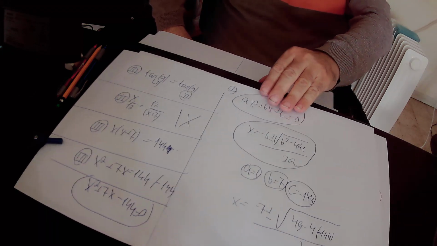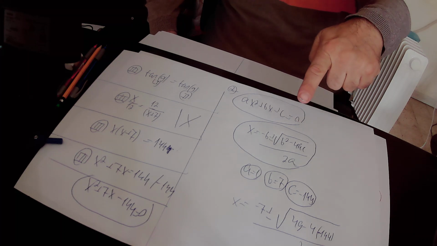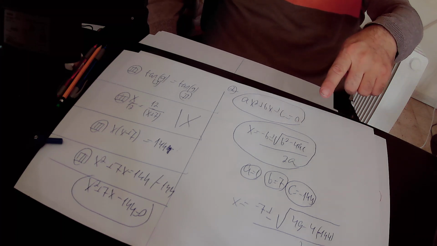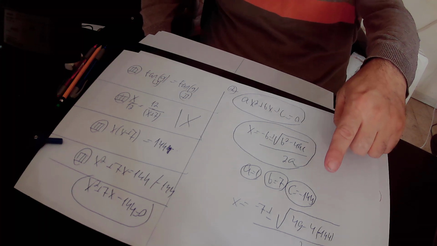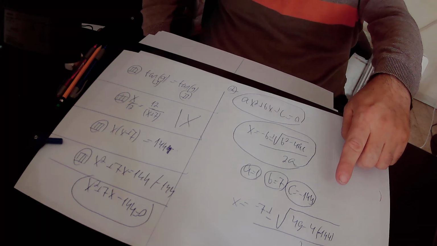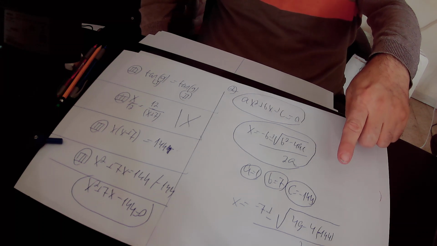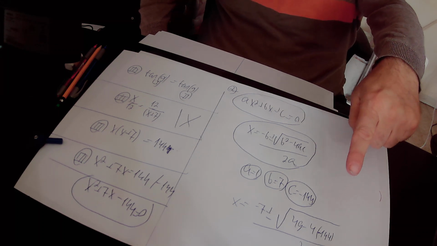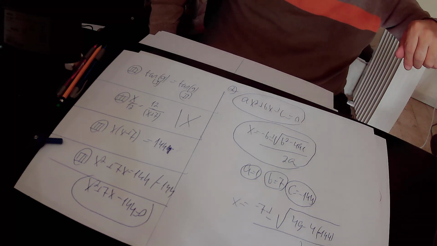So x equals minus b. b is 7, so minus b is minus 7, plus or minus the square root of b squared. b is 7, therefore b squared is 7 squared, that is 49, minus 4 times ac. a is 1, so minus 4 times 1 times c, that is minus 144, over 2a. a is 1, so 2a is 2 times 1, that is 2.